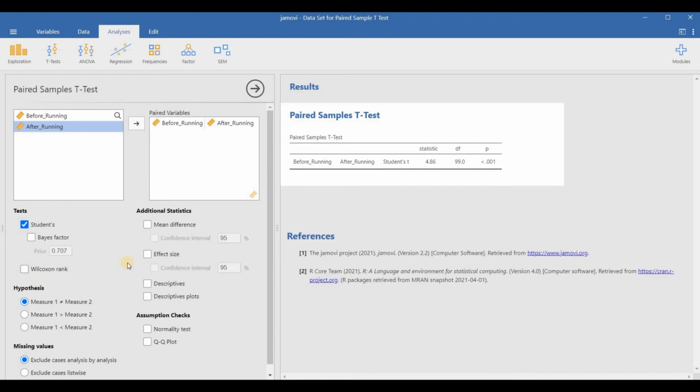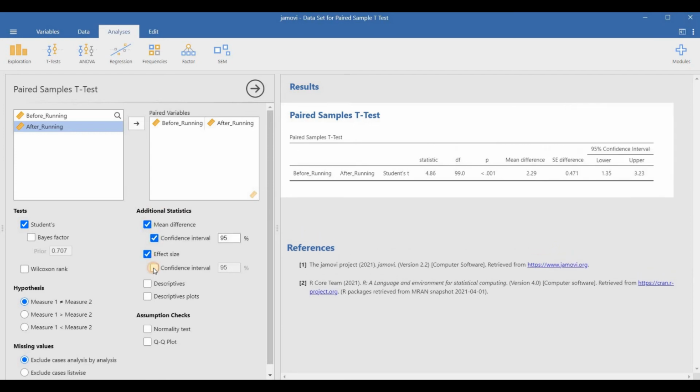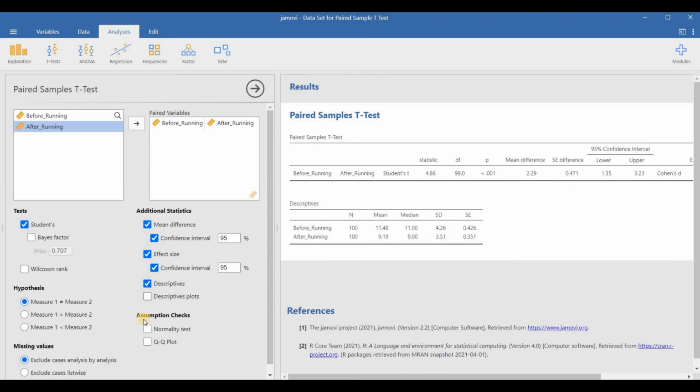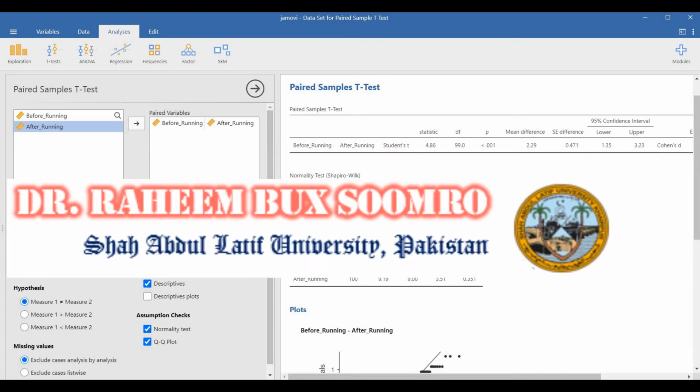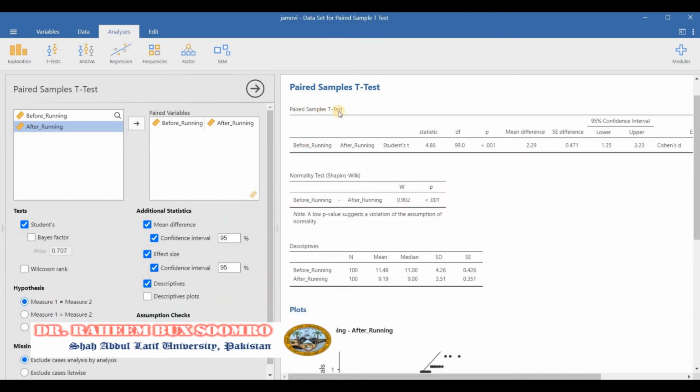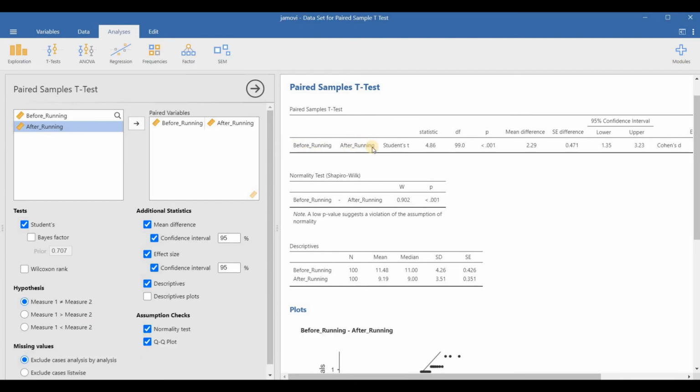The rest of the things are the same, and as an additional step, which is very important, check mean difference and effect size, and then the descriptives and the Q-Q plot. These things have been checked. Now regarding the results, the paired sample t-test has been applied in this lecture. Before running and after running are our two samples, and the Student's t statistic is about 4.86. This is the degrees of freedom, which can be computed as n minus 1. Our n is 100, minus 1, which becomes 99.